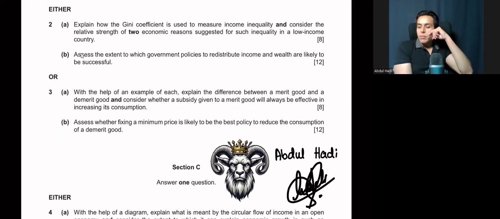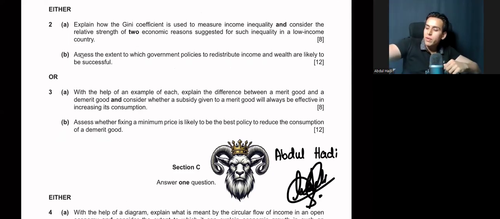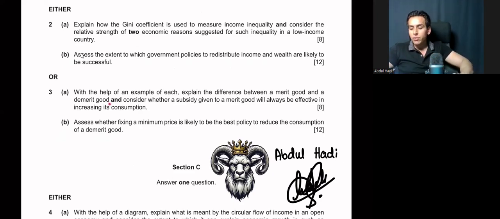So then we have the second question, number 3. With the help of an example of each, explain the difference between merit good and demerit good. This is the first part of your question. You have to give a difference between what merit good and demerit good is. And consider whether a subsidy given to merit good will always be effective in increasing consumption.